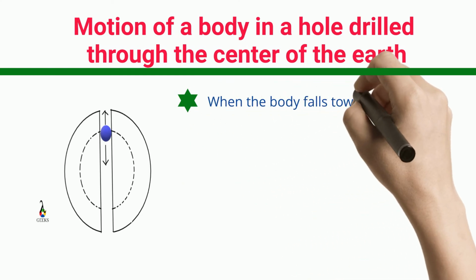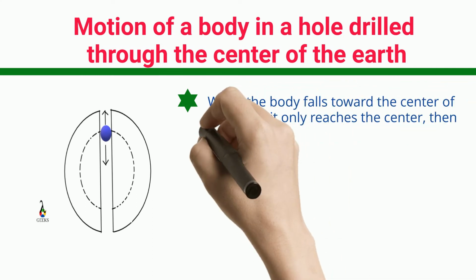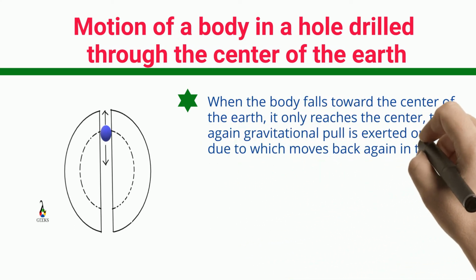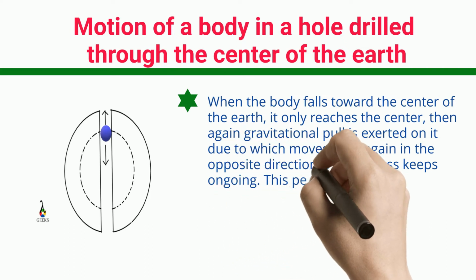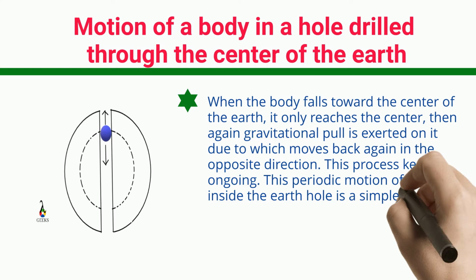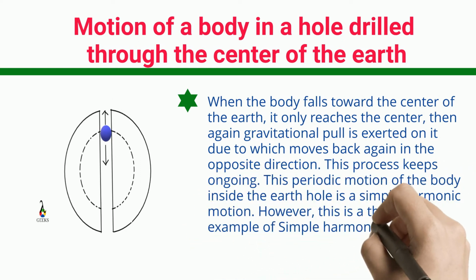When the body falls toward the center of the Earth, it only reaches the center, then again gravitational pull is exerted on it, due to which it moves back again in the opposite direction. This process keeps on going. This periodic motion of the body inside the Earth hole is a simple harmonic motion. However, this is a theoretical example of simple harmonic motion.